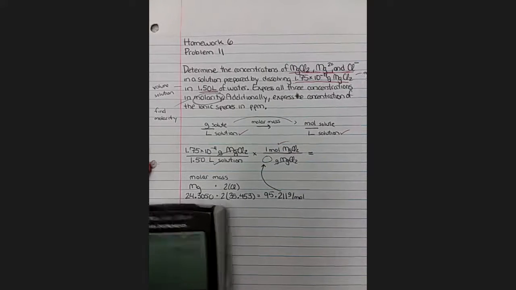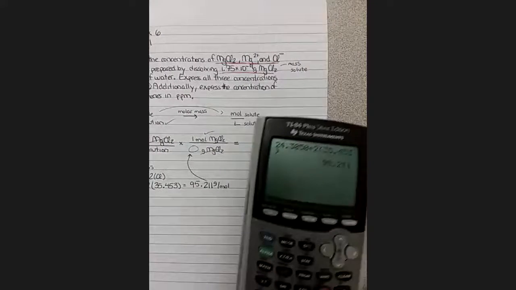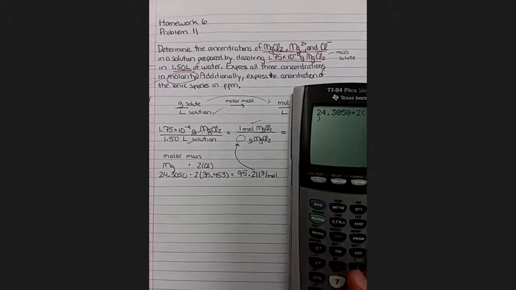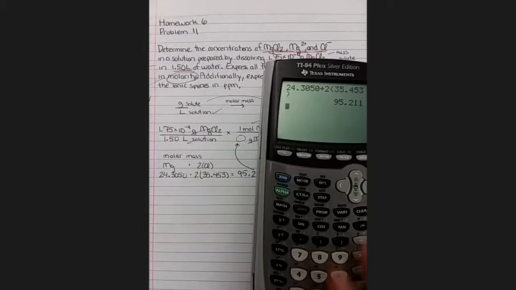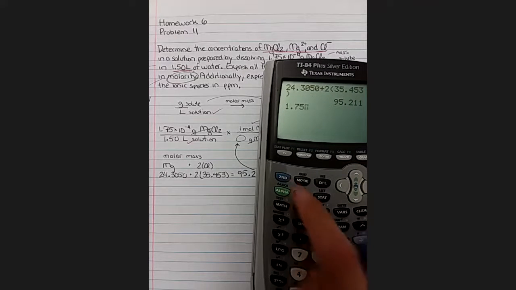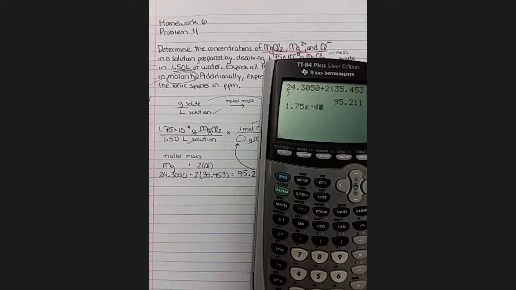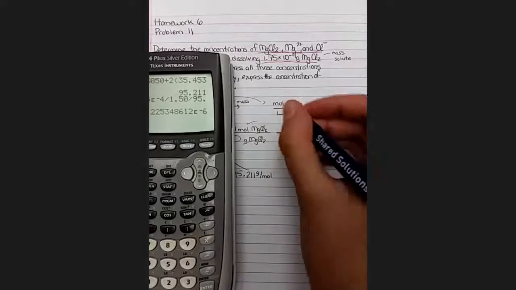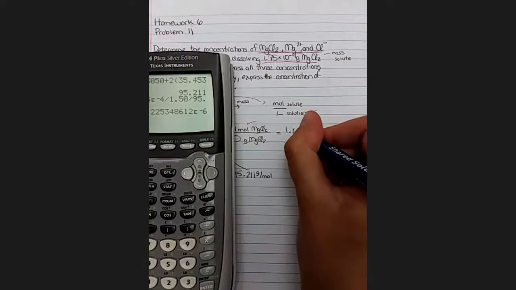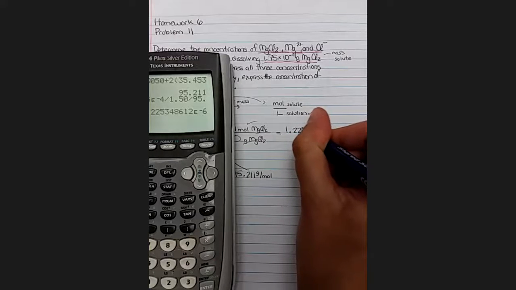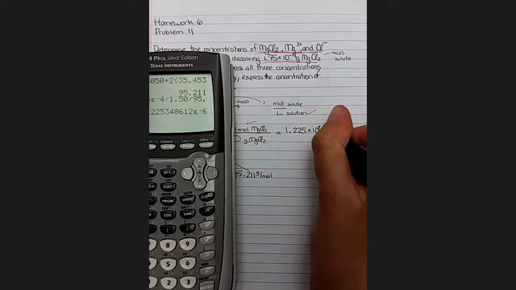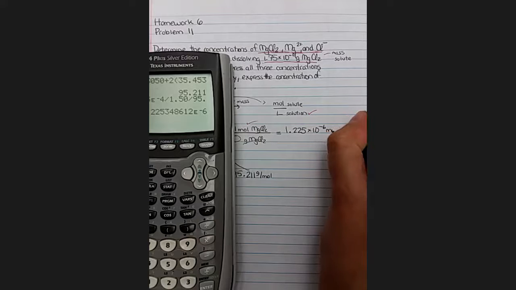We've got too many things on the screen. That's what we've got. 1.75 exponent -4 for the mass, divided by 1.50 for the volume, and divided by 95.211 for the molar mass. That gives us 1.225 times 10 to the -6th moles per liter magnesium chloride.